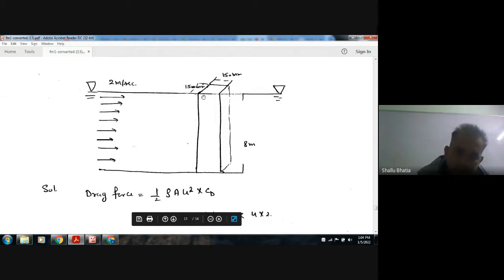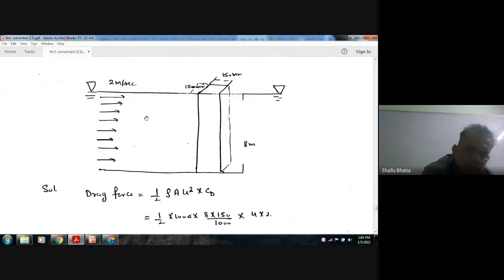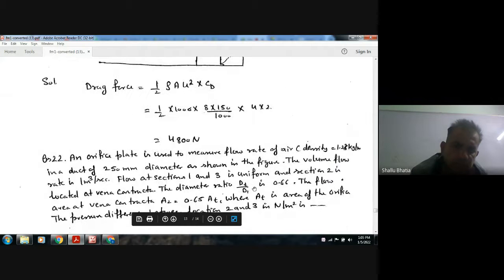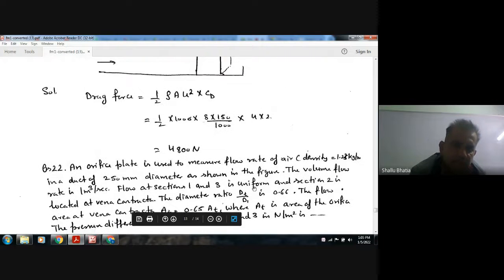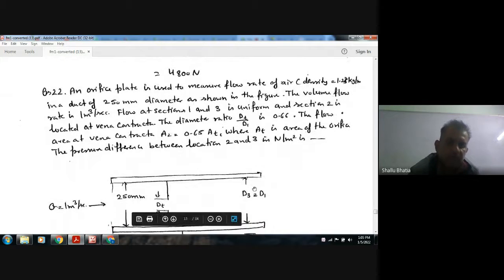And the velocity is 2 meter per second. So drag force is nothing but rho A U square into CD by 2. Here A is 8 into 150. And rho is just 1000 for water, U is 2, and CD is 2. So this is the drag force, 4800. Okay, next.